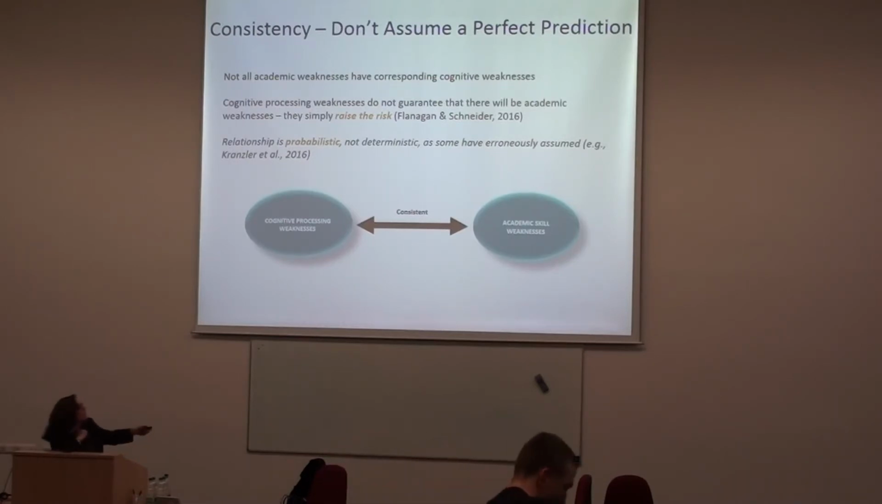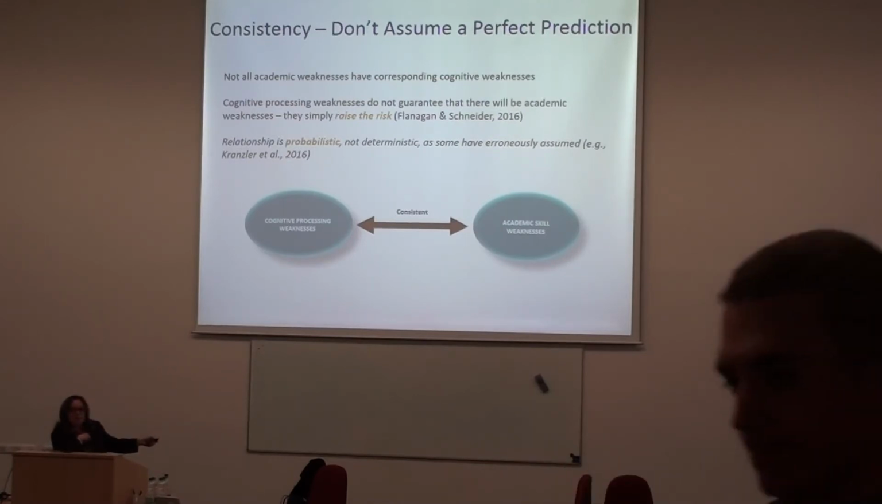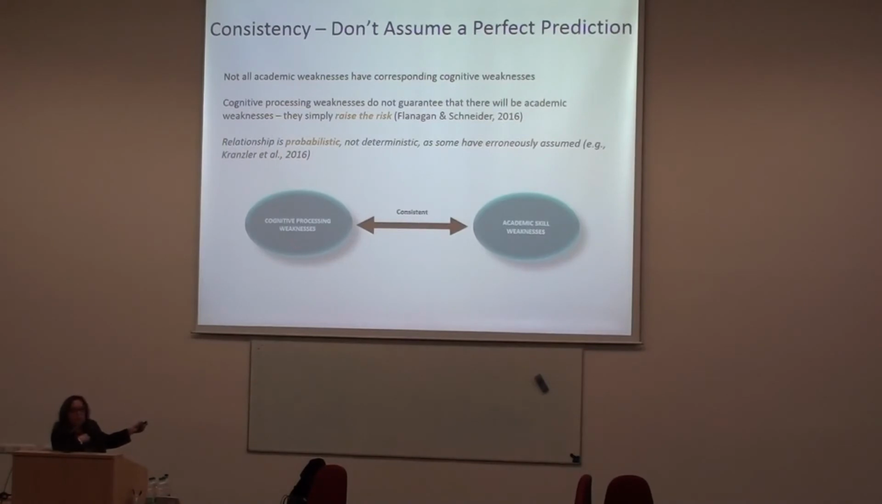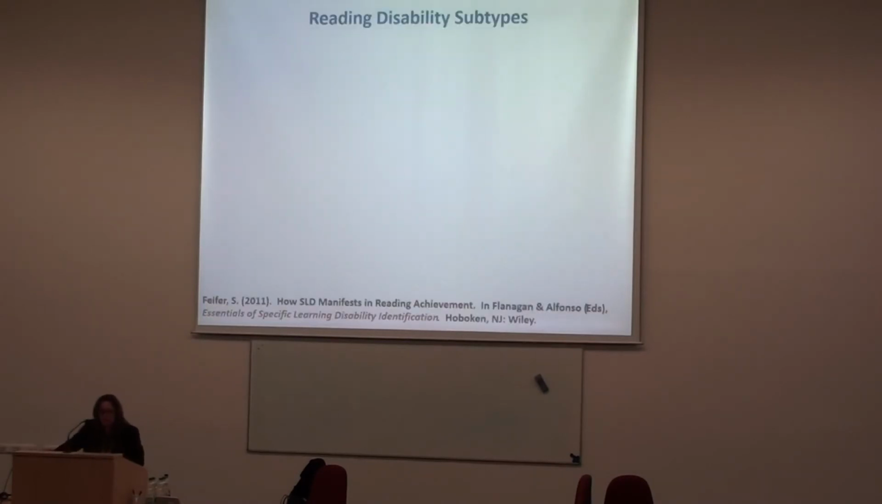And the opposite too. Just because you have academic skill weaknesses doesn't mean that you have corresponding cognitive processing weaknesses. You can have academic weaknesses for any number of reasons, only one of which is a cognitive processing problem. So you have to think about that relationship as a probabilistic one. The more processing areas that you have that are weak, and depending on which areas they are, the greater the likelihood is that you'll have an academic weakness.